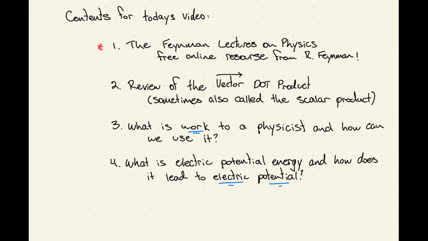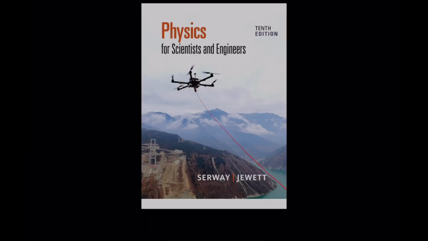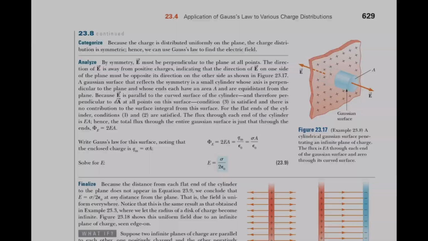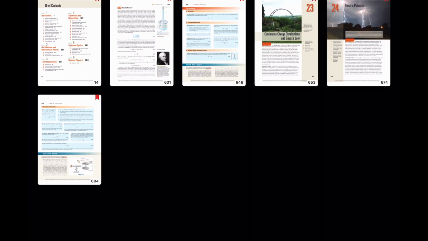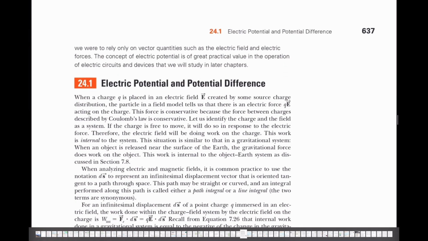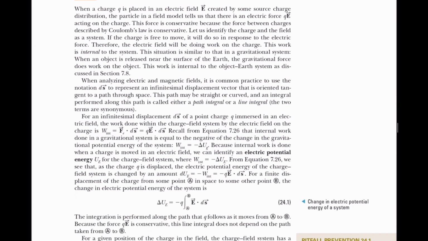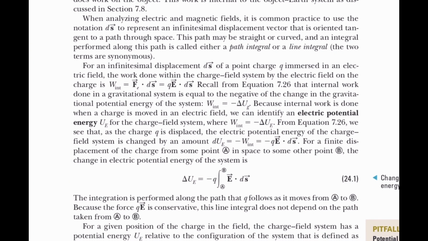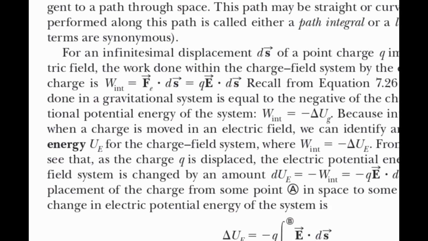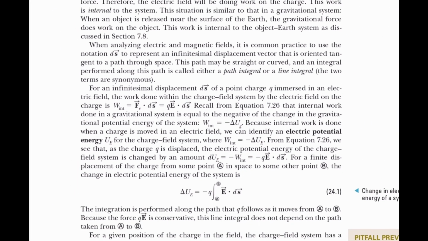So the reason I talk about work is, if I pull up the chapter in our textbook over here, we have Physics for Scientists and Engineers. I'm going to go over here to chapter 24. You could see the chapter starts off with electric potential and potential difference. And they actually start the chapter off over here by saying work, you can see this equation here, work with the subscript int, like internal work, is equal to force times distance.